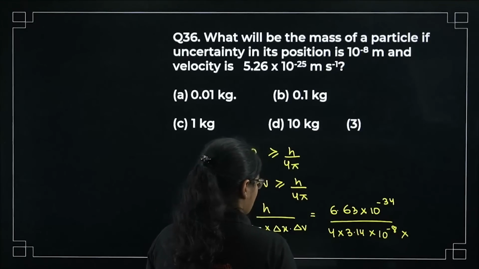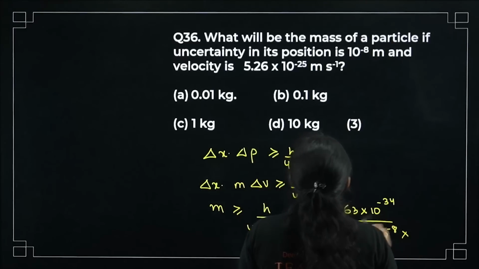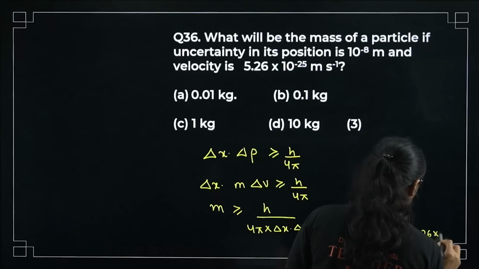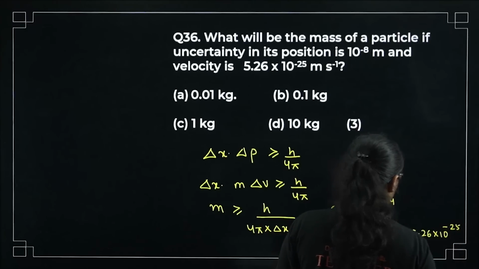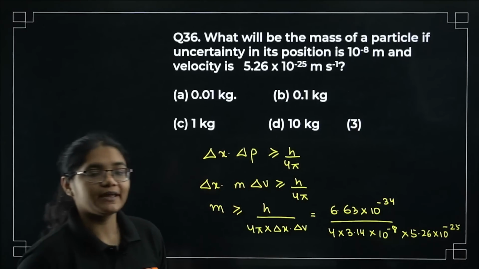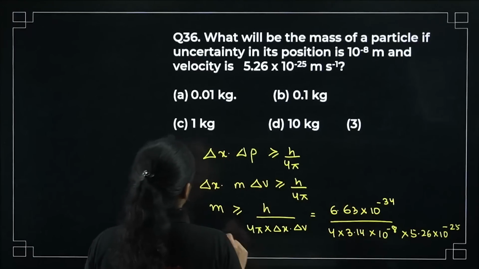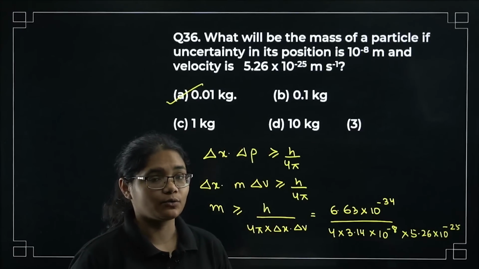And here I have delta V, right? What is the value of delta V? 5.26 into 10 to the power of minus 25. Okay. Now if I solve these values, I'll be able to calculate the mass, and that will be equal to option number A, that is 0.01 kg.